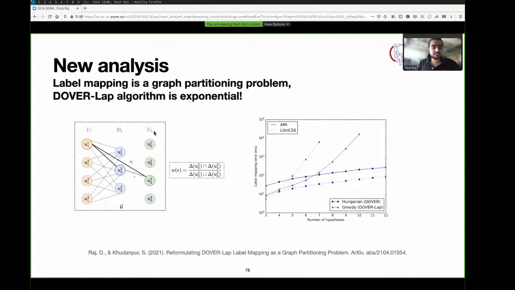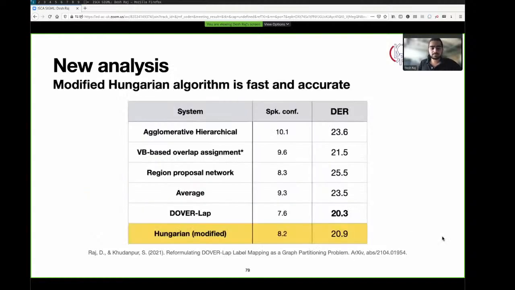There's some new analysis. I won't go into the details here, maybe I'll just briefly talk about it. In the label mapping stage, as I mentioned, you have to compute the tuple cost, and the tensor itself may be exponentially sized, especially if you have a large number of hypotheses. So in some recent experiments, I found that if you keep increasing the number of hypotheses, the combination time grows exponentially, and with very few hypotheses you run out of computation time. That is not something we want. So instead, I proposed a new method which modifies the original Hungarian algorithm, which is linear in time. This is the log-linear scale. So it increases in linear time with the number of hypotheses, and it performs almost as well as the exponential-time algorithm from DOVER-Lap. The details can be found in this paper. I won't go into them.